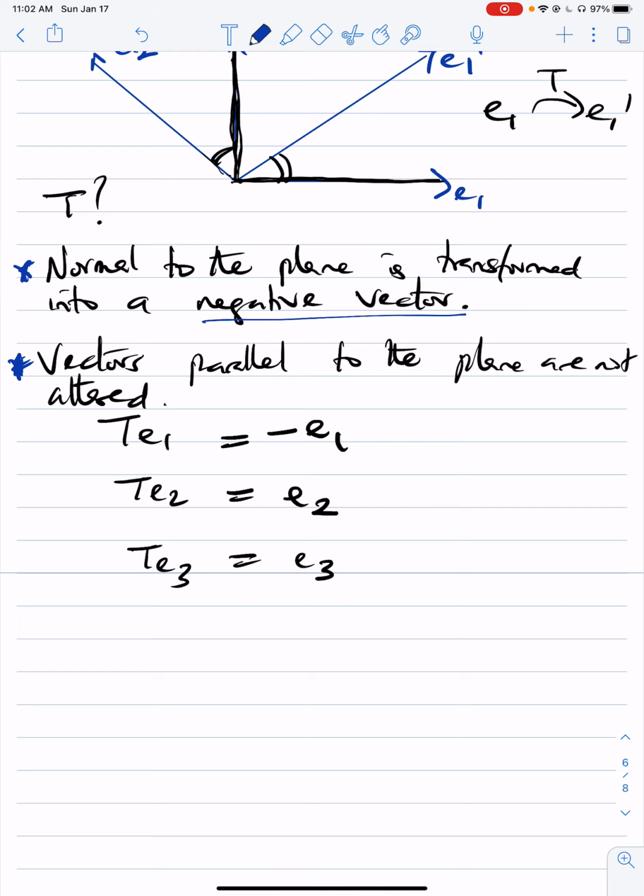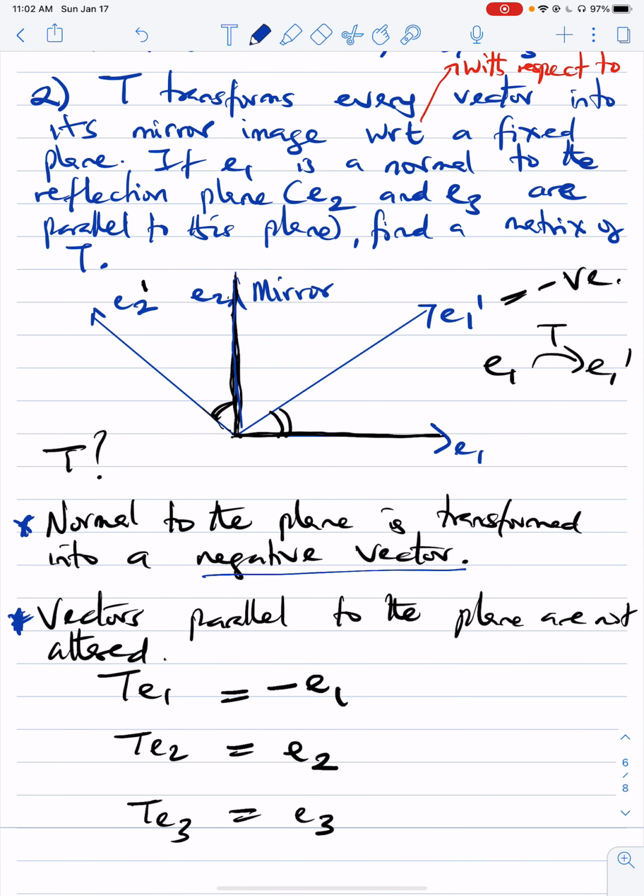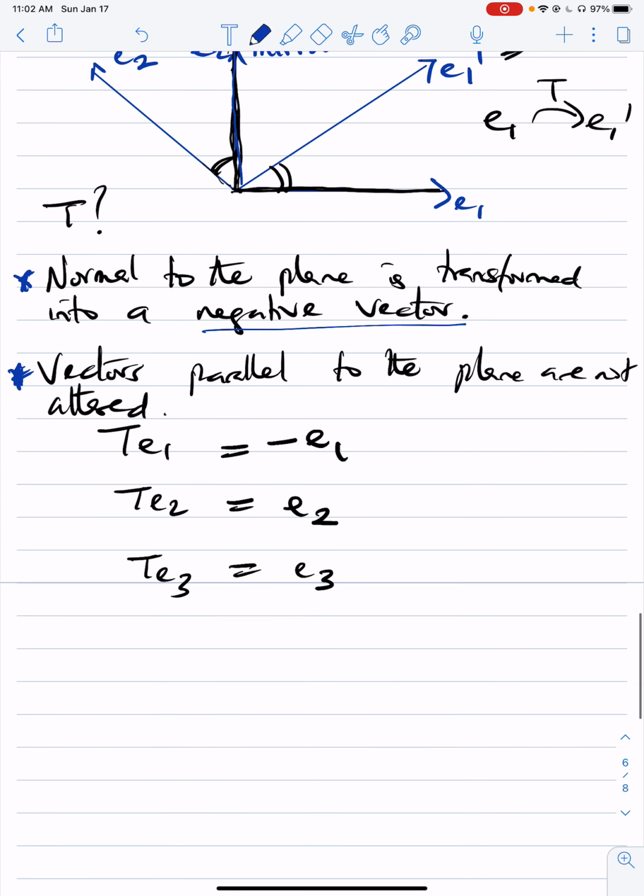But if the vectors are parallel to the plane, you see the plane we are talking of is this, right? T transforms into a mirror image. Like a mirror image, if you transform this side, you see the other side, the reverse. That's why, especially when it's normal to it, we have the negative of this. But if not, like these ones, they're unaltered.